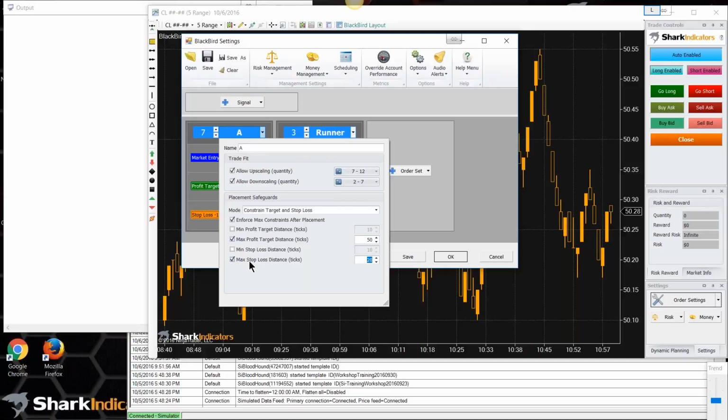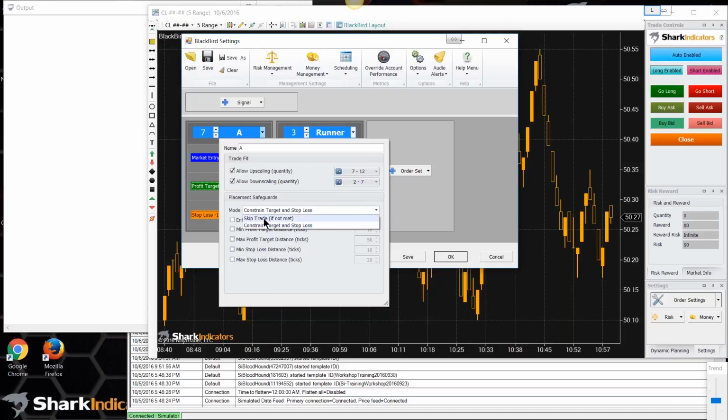And this maximum profit target distance is going to be the maximum distance from the entry price. The stop loss is always in relationship to where the current market price is, but your profit target is always in relationship to your entry price, whatever price you got in, whatever price your order got filled at. All right, so I think we have that pretty well covered.